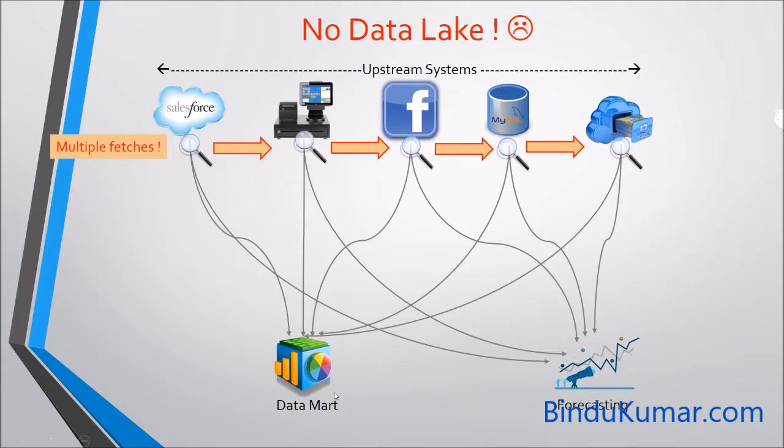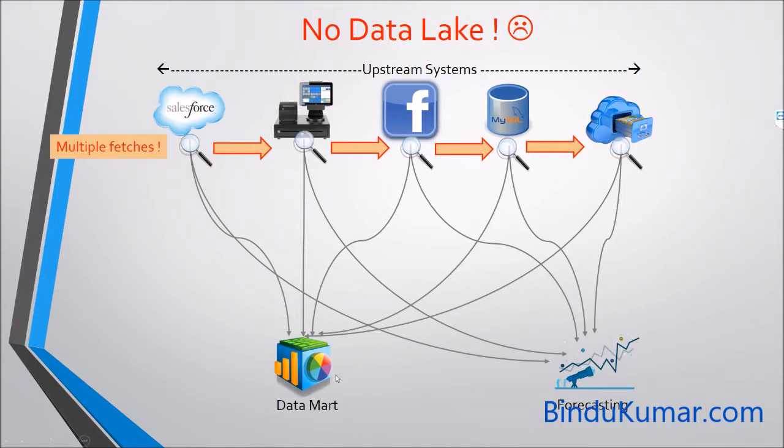And take an example of this data mart. A data mart or a data warehouse, when it connects to Salesforce, probably it's using an API call. If it's from a point of sale, maybe the data is being dumped in a CSV file or a text file. If it's Facebook, again, it may be an API, or it could be a direct database call. The point here is every upstream system will have a different kind of interface. It will have a different kind of protocol that needs to be used to fetch the data.